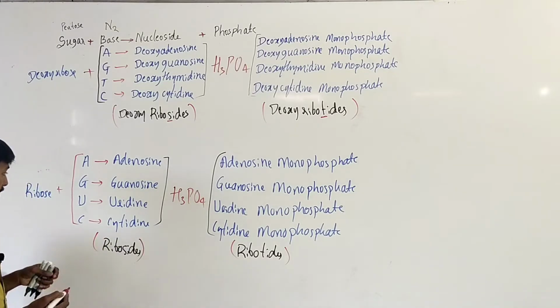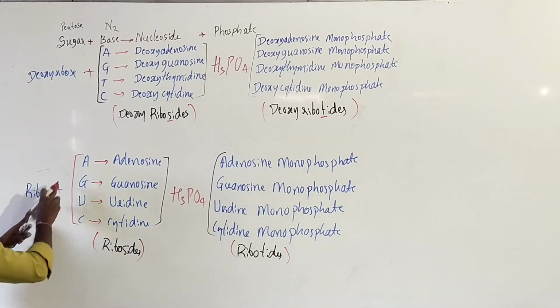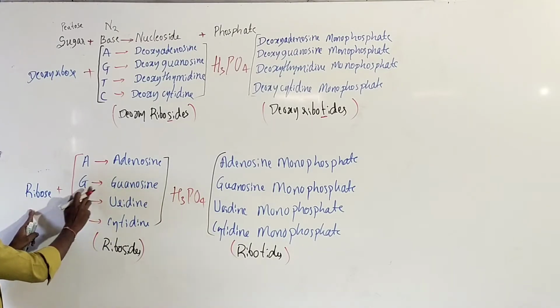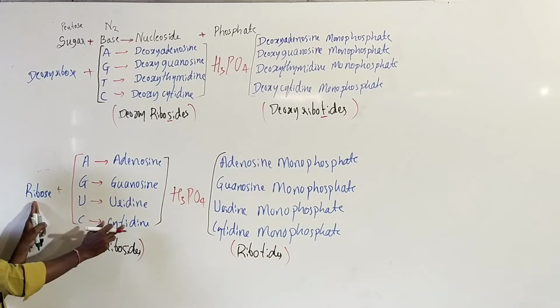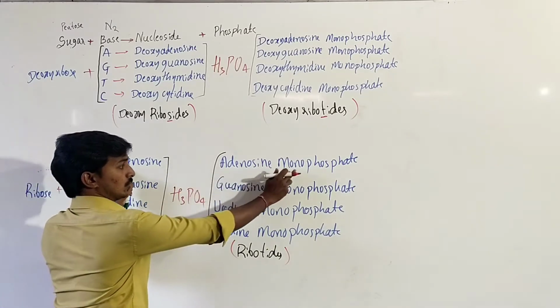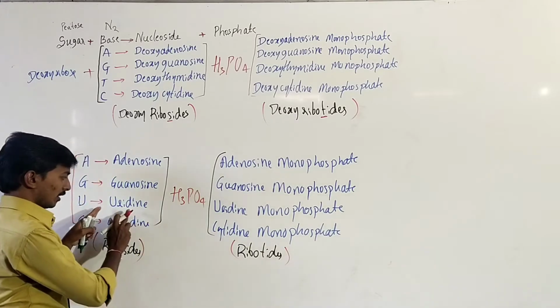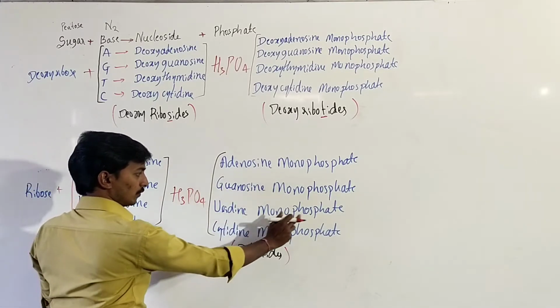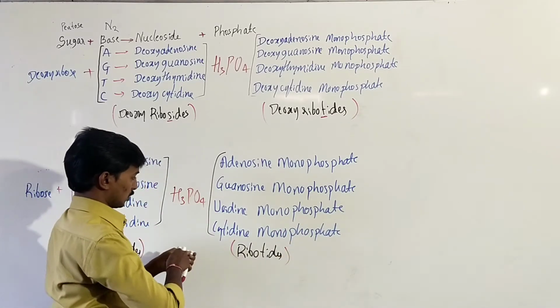But when we come to RNA, the sugar is ribose. It was deoxyribose in DNA; in RNA it is just ribose. So ribose with adenine gives adenosine, with guanine guanosine, with uracil uridine, with cytosine cytidine. Adenosine with phosphate, adenosine monophosphate. Guanosine with phosphate, guanosine monophosphate. Uridine with phosphate, uridine monophosphate. Cytidine with phosphate, cytidine monophosphate.